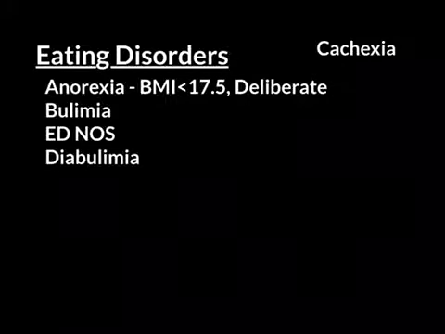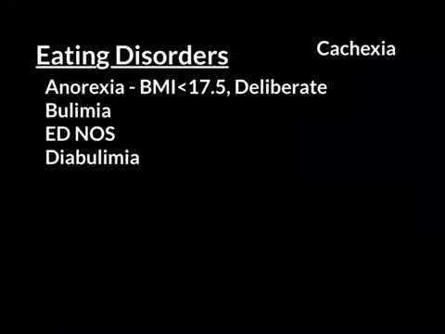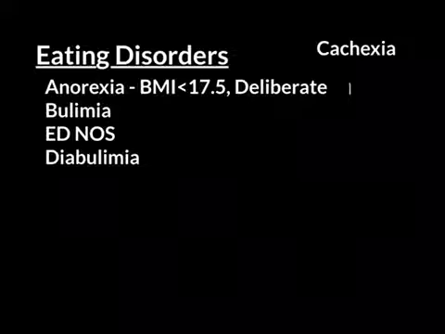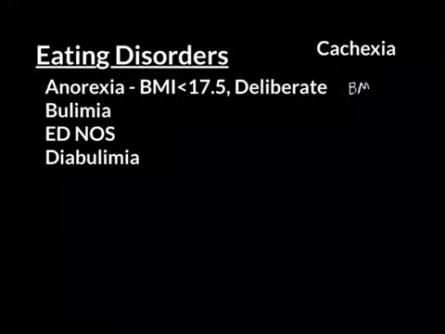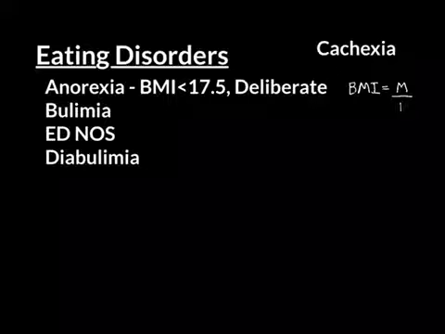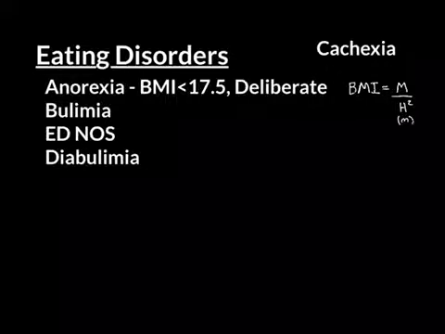So anorexia is BMI less than 17.5 where the person has deliberately made their BMI less than 17.5. And just a reminder of how you actually calculate BMI. So remember the formula for BMI, and it's time for me to actually write with the pen. So BMI is equal to weight in kilograms, and strictly speaking it isn't weight, it's mass, divided by height in meters squared. So this needs to be in meters and this needs to be in kilograms.